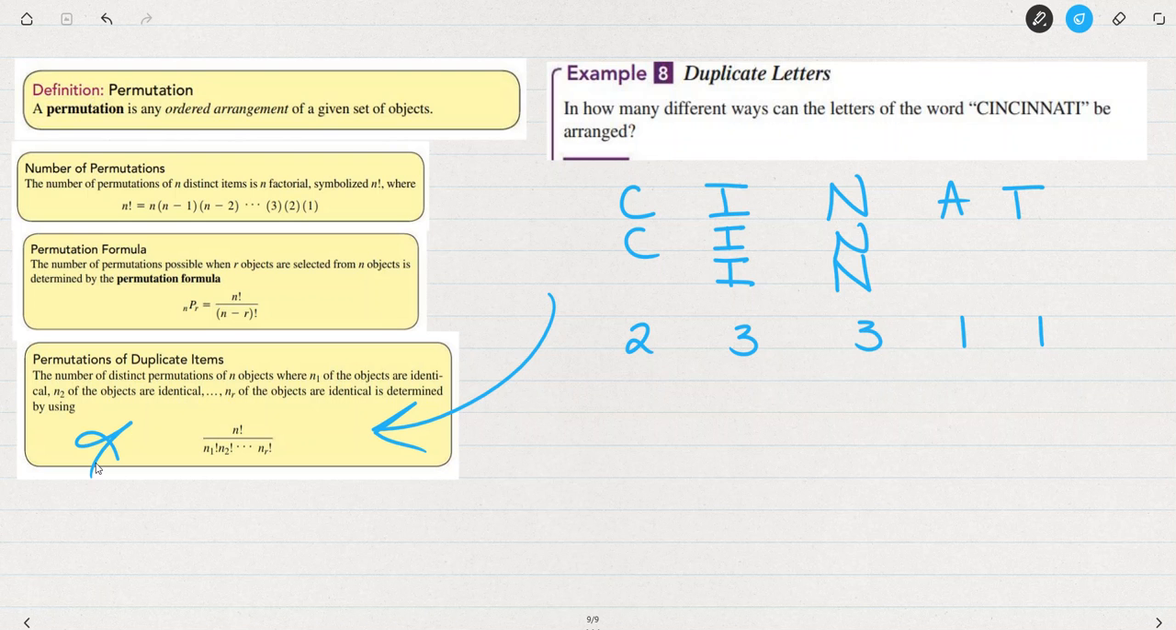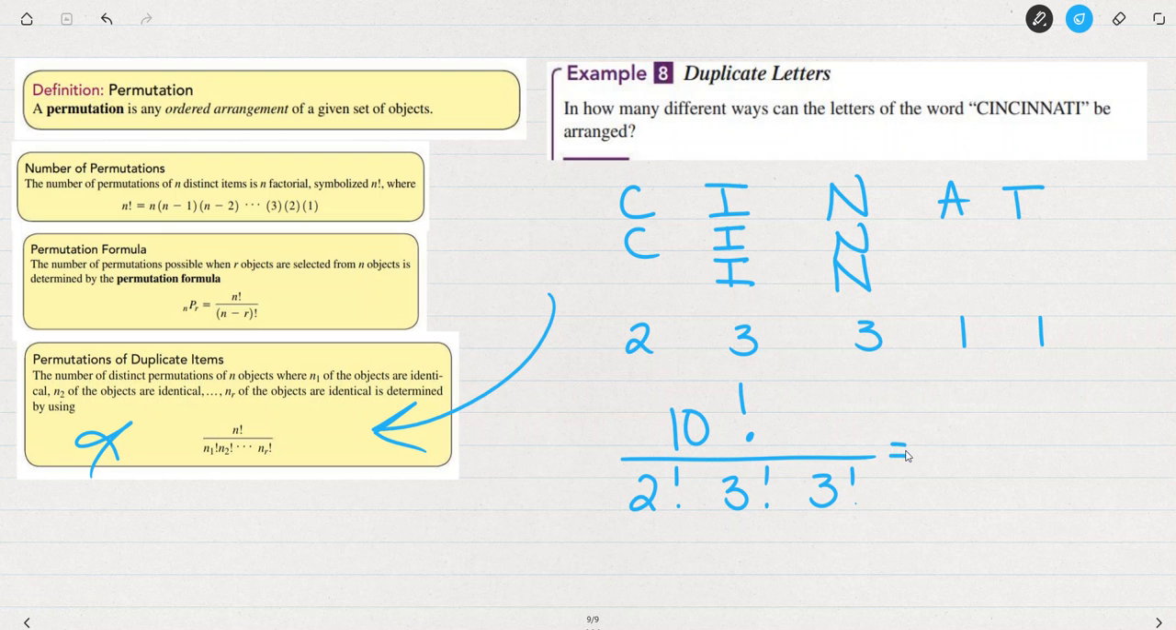This formula, permutation of duplicate items, is a formula we're going to use. The number of distinct permutations when we have some repeats would look like this. We're going to start with how many places we have. There's 1, 2, 3, 4, 5, 6, 7, 8, 9, 10 letters all together. So 10 times 9 times 8 times 7 times 6 times 5 and so on, down to 1. But then I'm going to divide out repeats. So divide out 2 factorial, 3 factorial, and 3 factorial.